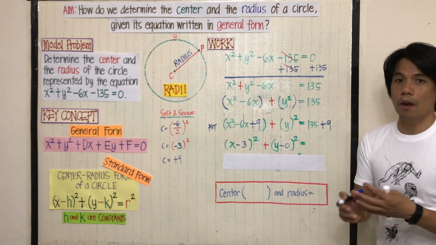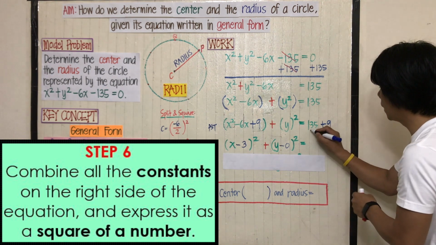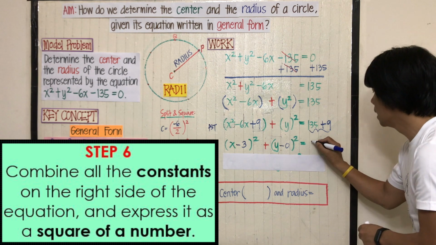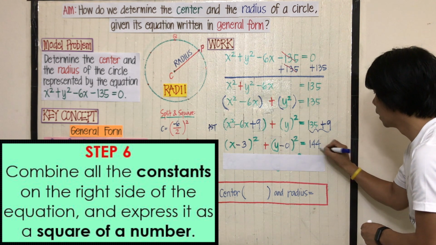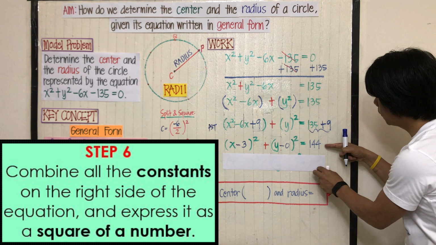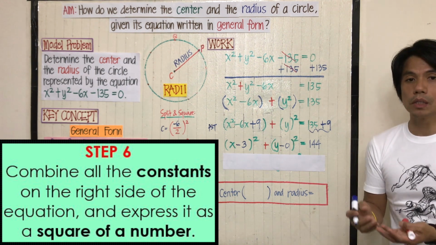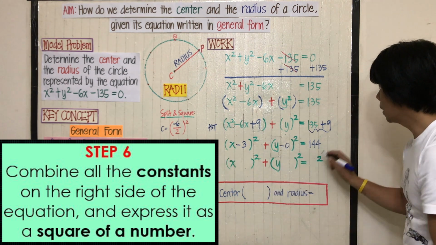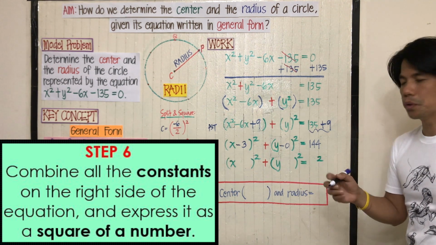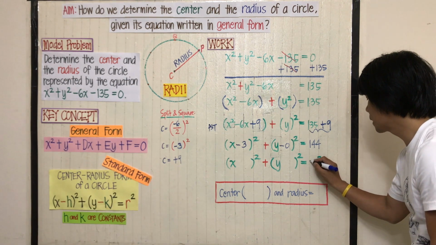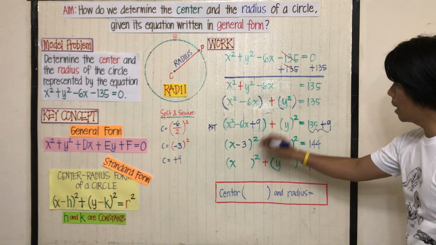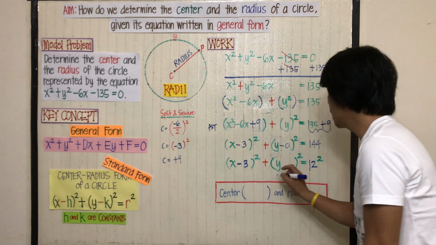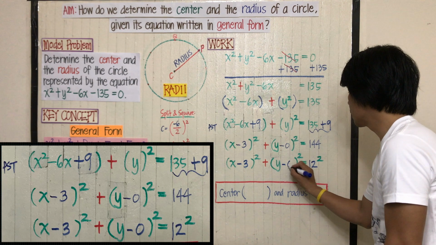Now, step 6 is very simple. You add this up. Add the constant on the right side of the equation, 135 plus 9, that's 144. And then that 144 should be expressed as the square of a number. What do you multiply by itself to get 144? That is 12. And then you copy everything else. So the square of binomial x minus 3 plus the square of binomial y minus 0.